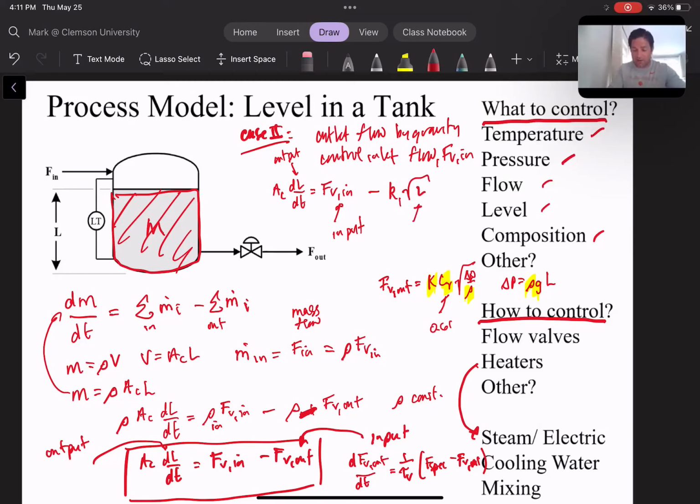So now we have our output variable. Our level is now part of our equation, and we have to treat that, because as the level of the tank changes, it's going to affect how much flow is going out. And so that's important to consider. So a couple different cases we can think about for treating the level in the tank.